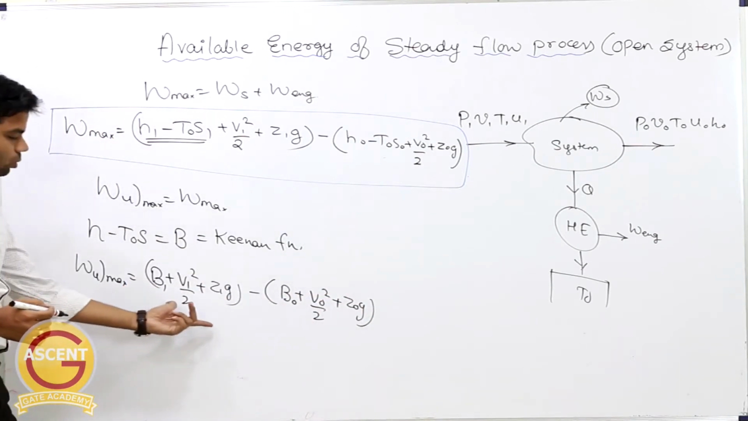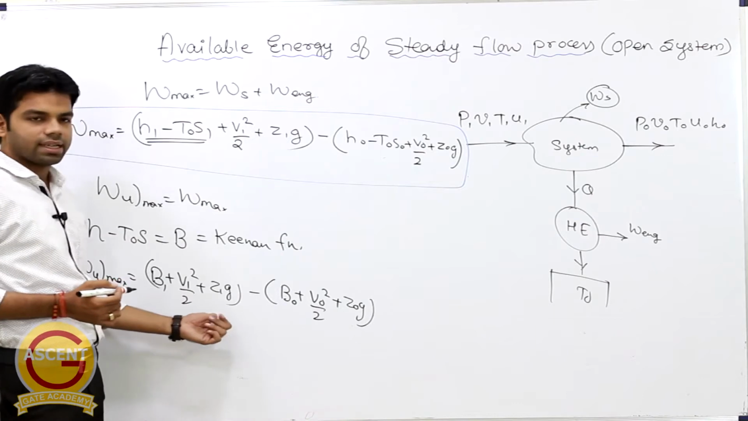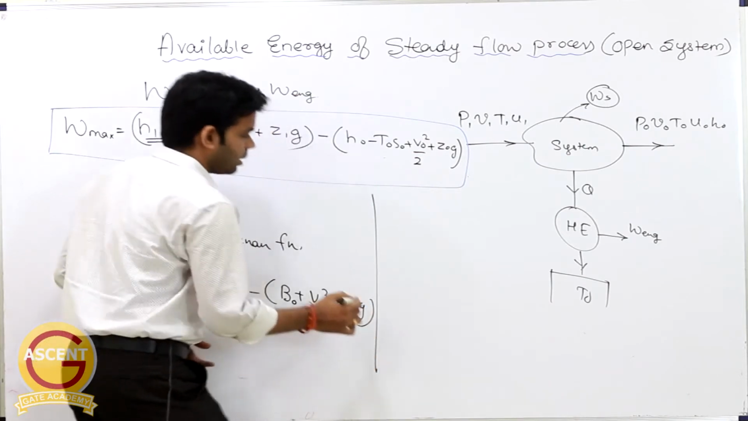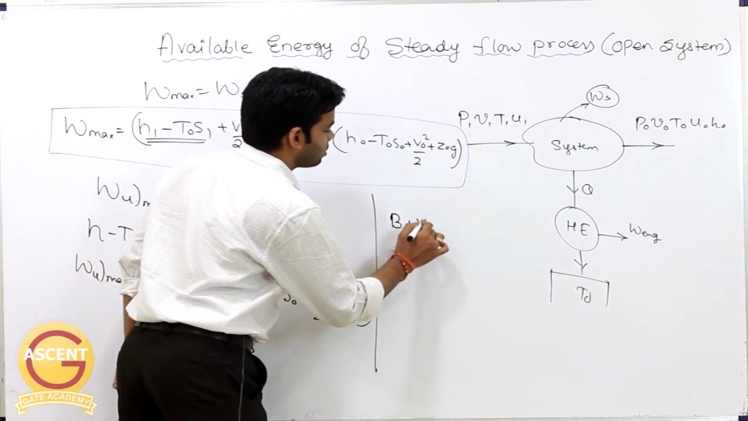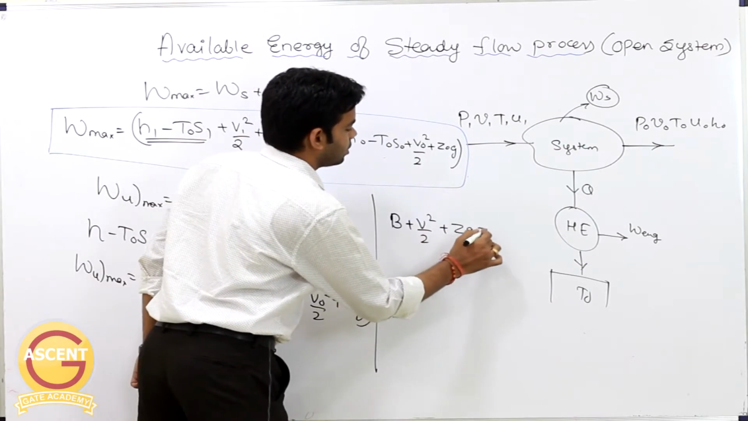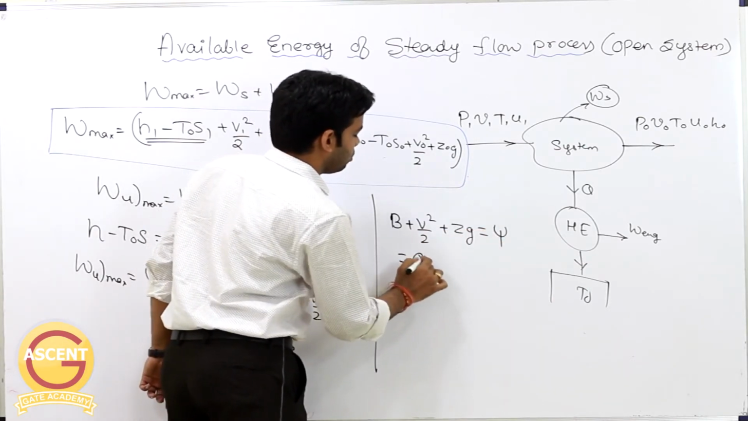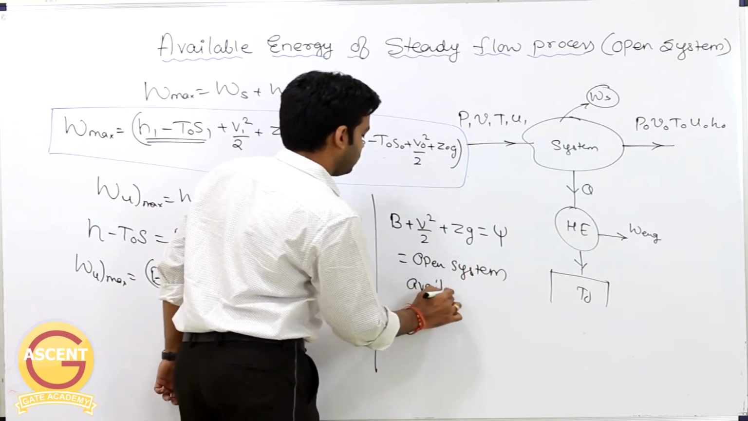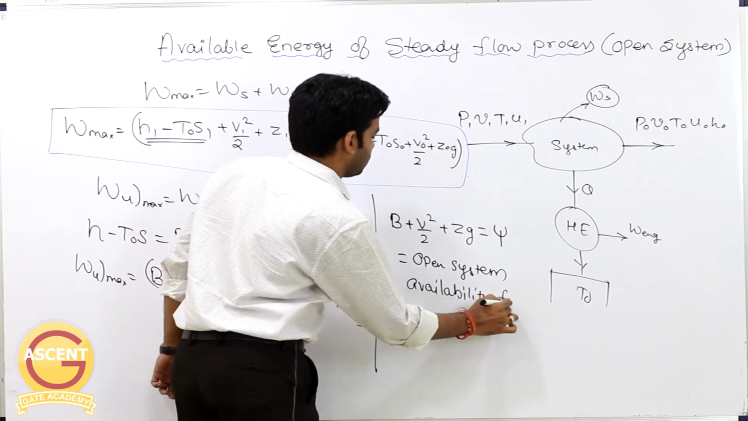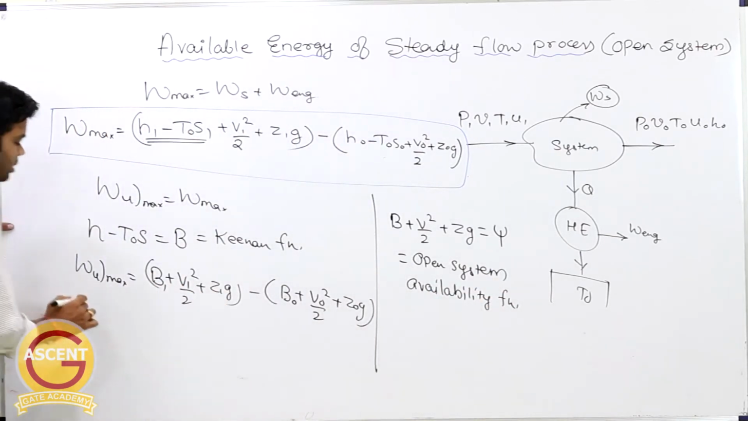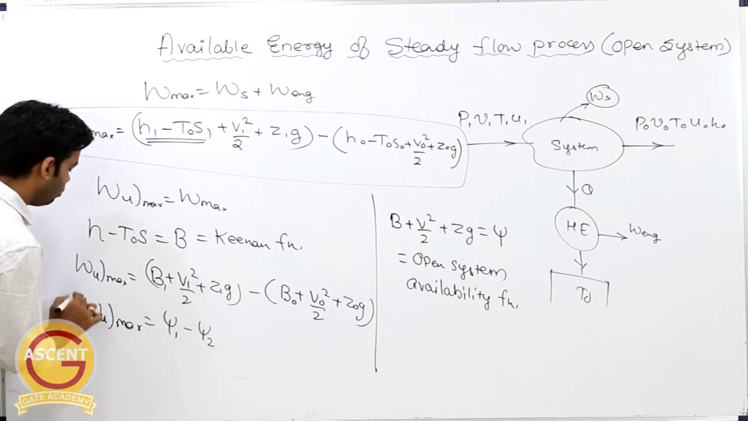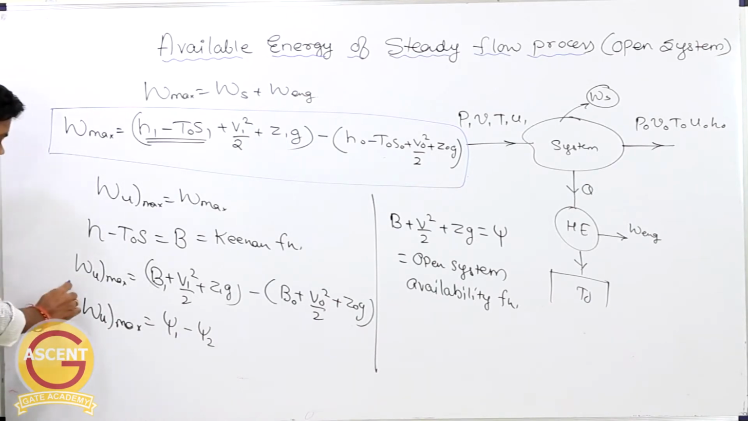Okay, now here this whole function B plus V square by 2 plus Z into G is nothing but the open system availability function, what we call as psi. So B plus V square by 2 plus ZG is nothing but psi, which is the open system availability function. Further, this W useful max or W max can be written as psi 1 minus psi 2, the change in open system availability function.